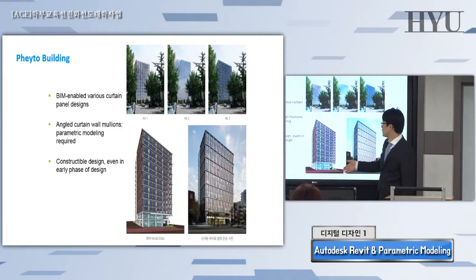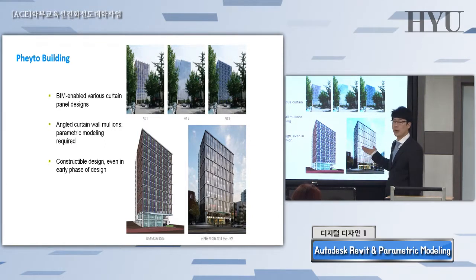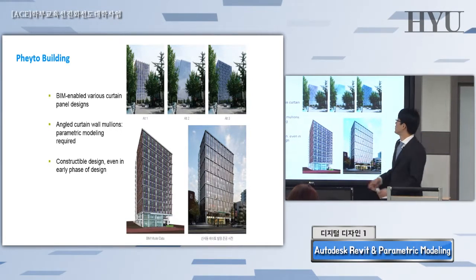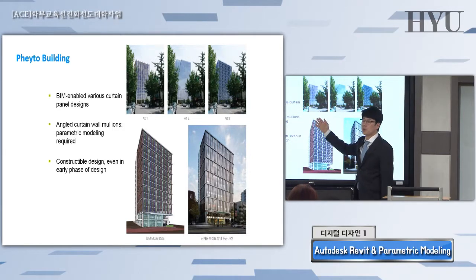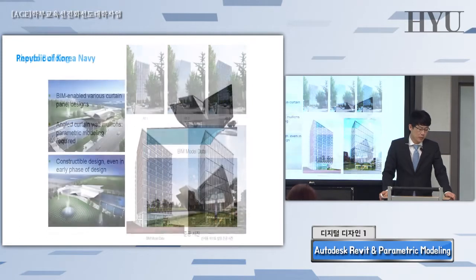The first one, the Phaeton building, the building's facade design, I mean this cotton panel system design. They generated several design alternatives by using Revit and some similar software, and eventually they generated this one after a series of design review tasks. Thanks to the BIM application, they can generate a series of design alternatives in actual and real form, considering constructability, okay?